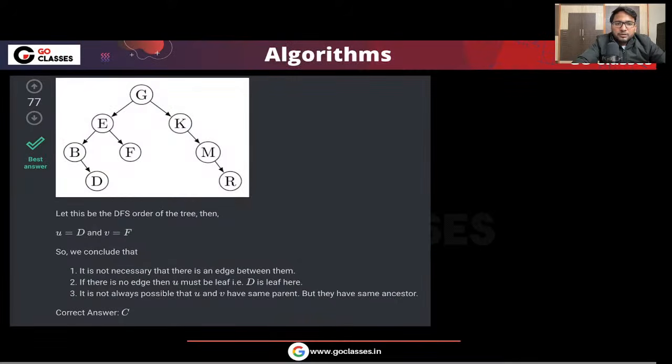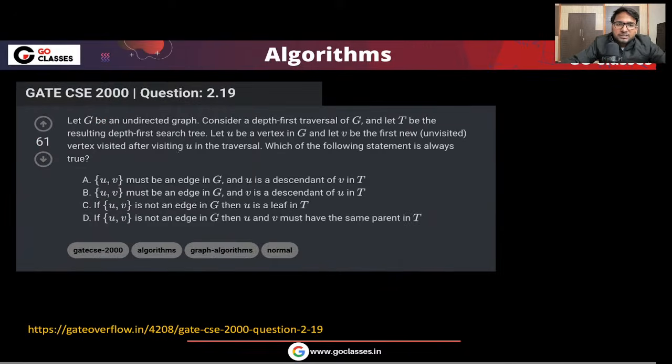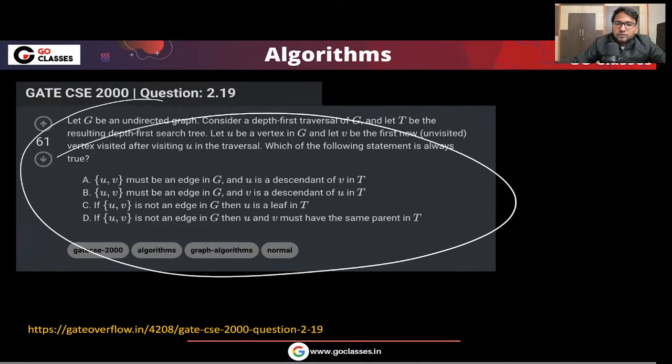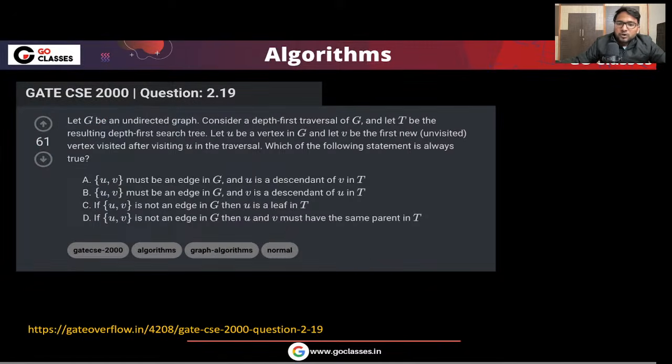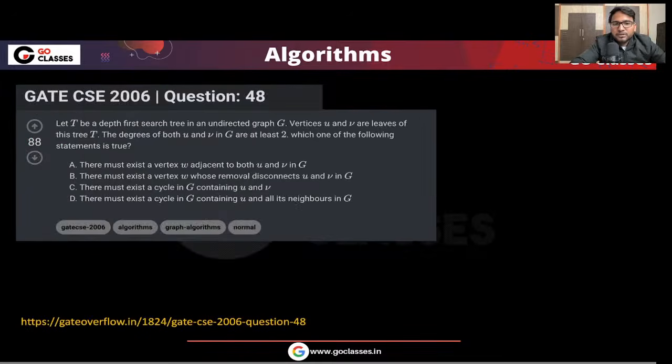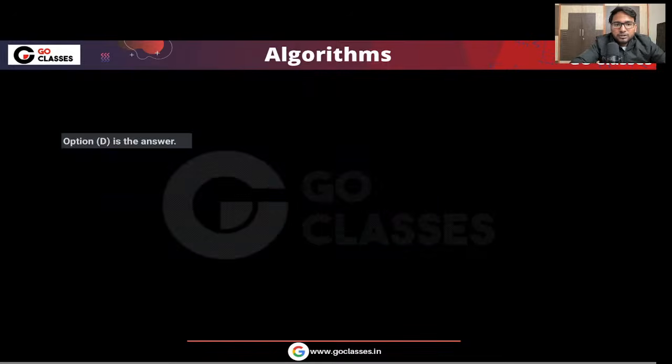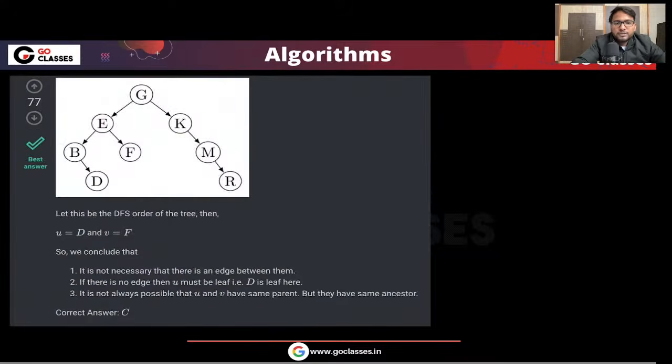Now there is a question which has been asked in GATE 2000. This seems to be a very interesting question. Do you want to solve this question? So let's solve one or two questions and then we can wrap up this session, right? This is another question.